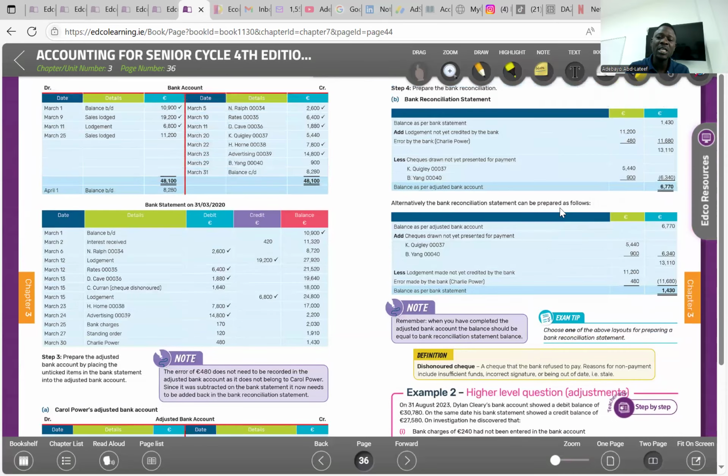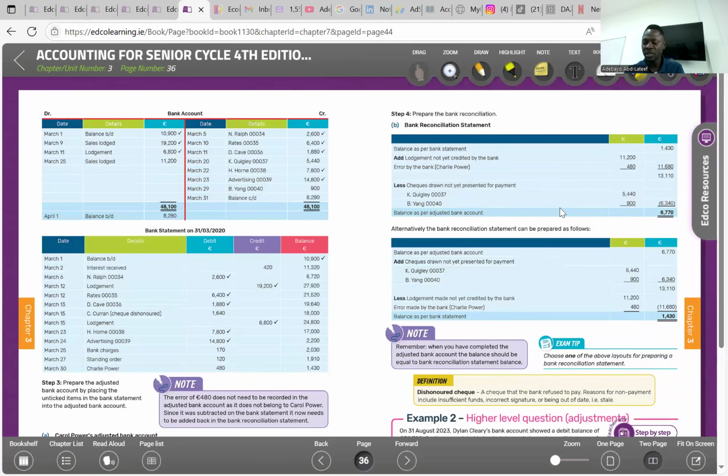So for the bank reconciliation statement, the only thing you need to do is, first, you check the credit side of your bank account with the debit side of your bank statement. You tick the items that are the same. Those items that are not the same go to your adjusted bank account.